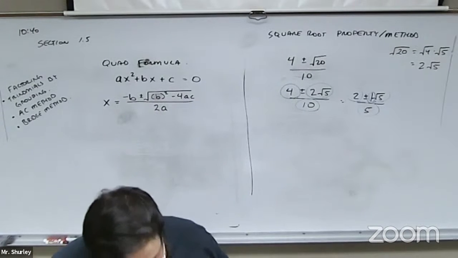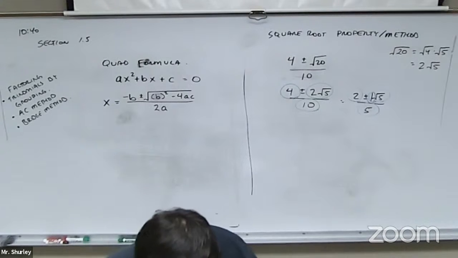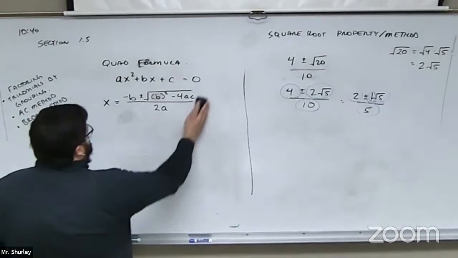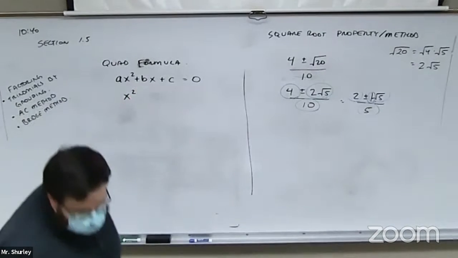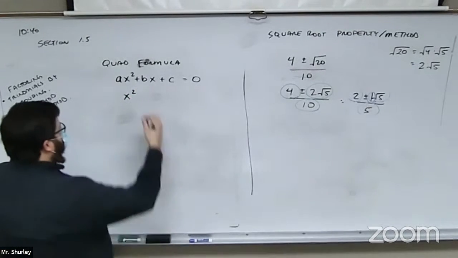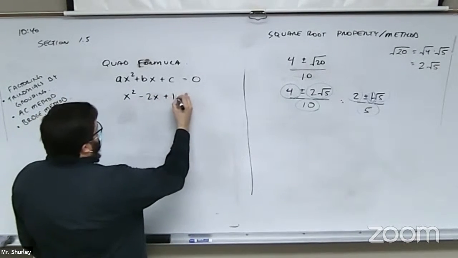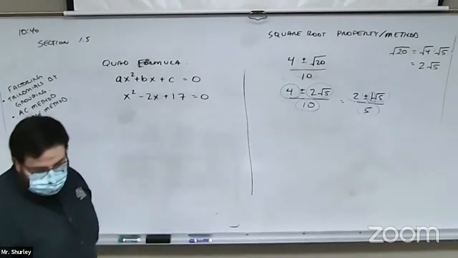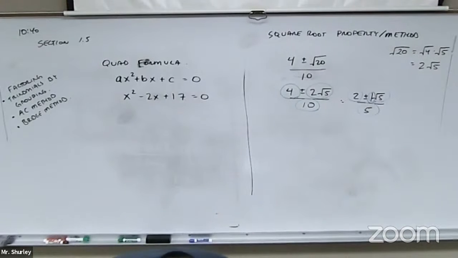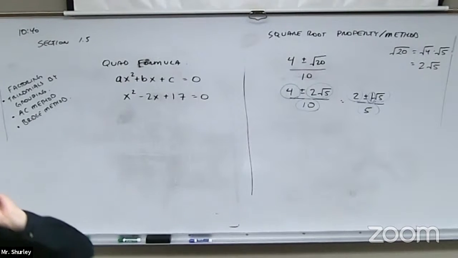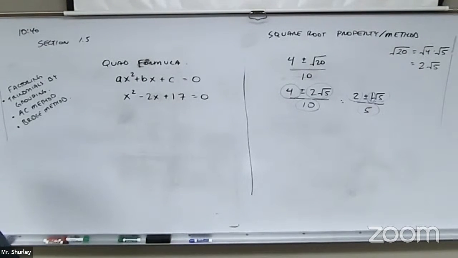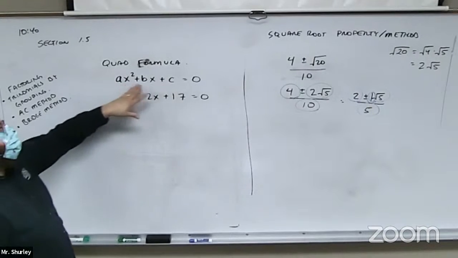Let's look at 74. 74 says x squared minus 2x plus 17 equals 0. Okay, x squared minus 2x plus 17 equals 0. I have the answer written right here, so I can show you how the book wants it answered when we get to it. So now I've got to pull my a, b, and c out.